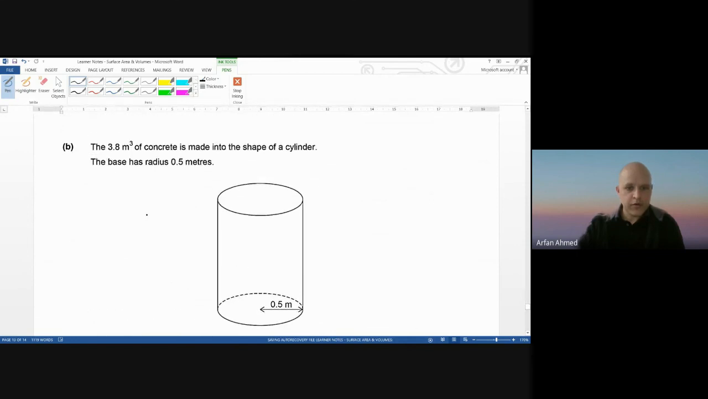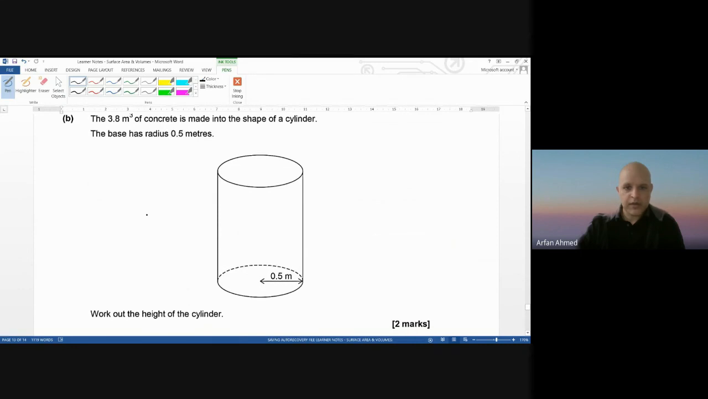3.8 meter cubed of concrete is made into the shape of a cylinder. The base has a radius of that. Work out the height. So we're told what the volume is. Okay. So when you're told the volume in the question, you have to work backwards. And then we can work out the height, which we definitely need. Let's call that H.